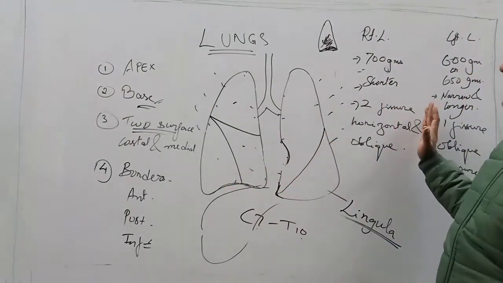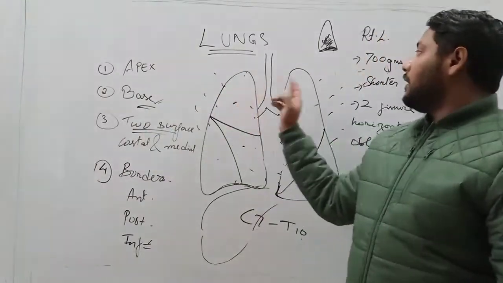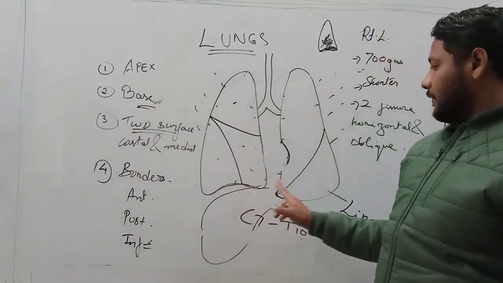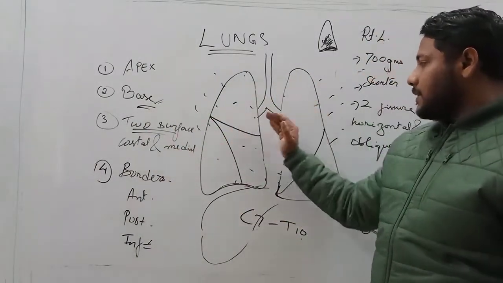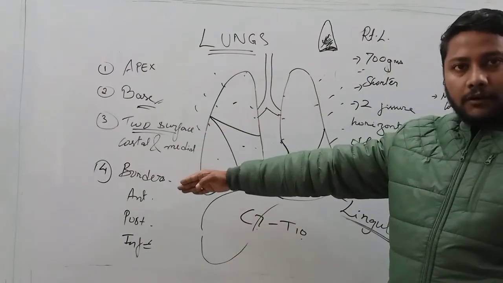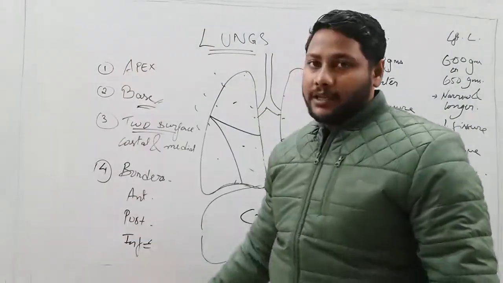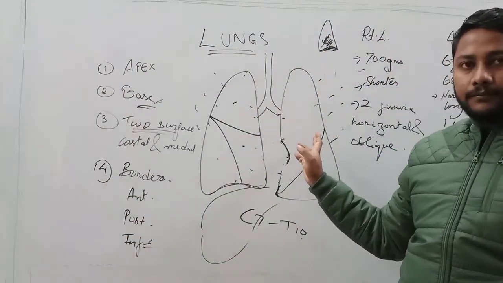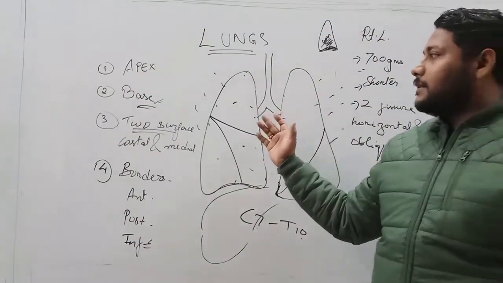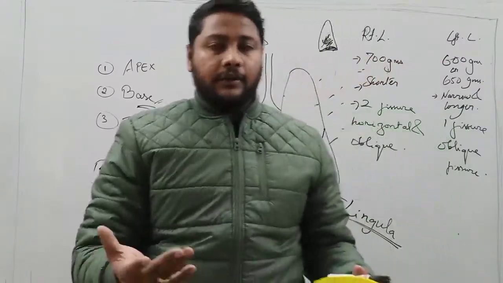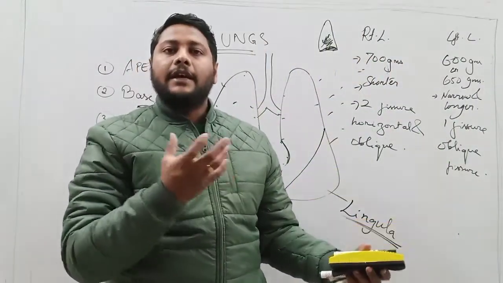Apart from these differences, we all have the same. Both the lungs consist of an apex, a base, two surfaces and three borders. Apart from all these differences, we have similarities between the two lungs as well. Okay, so this is an outline or a gross structure of the lungs.